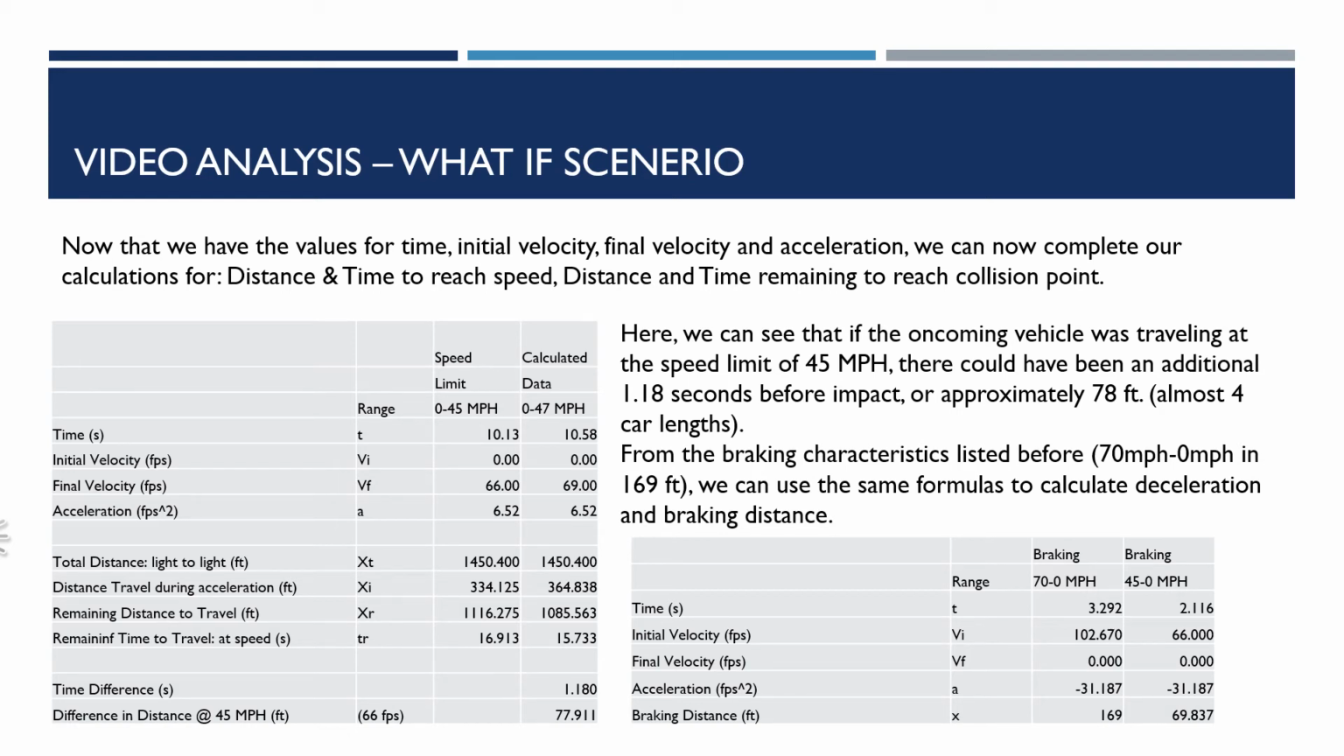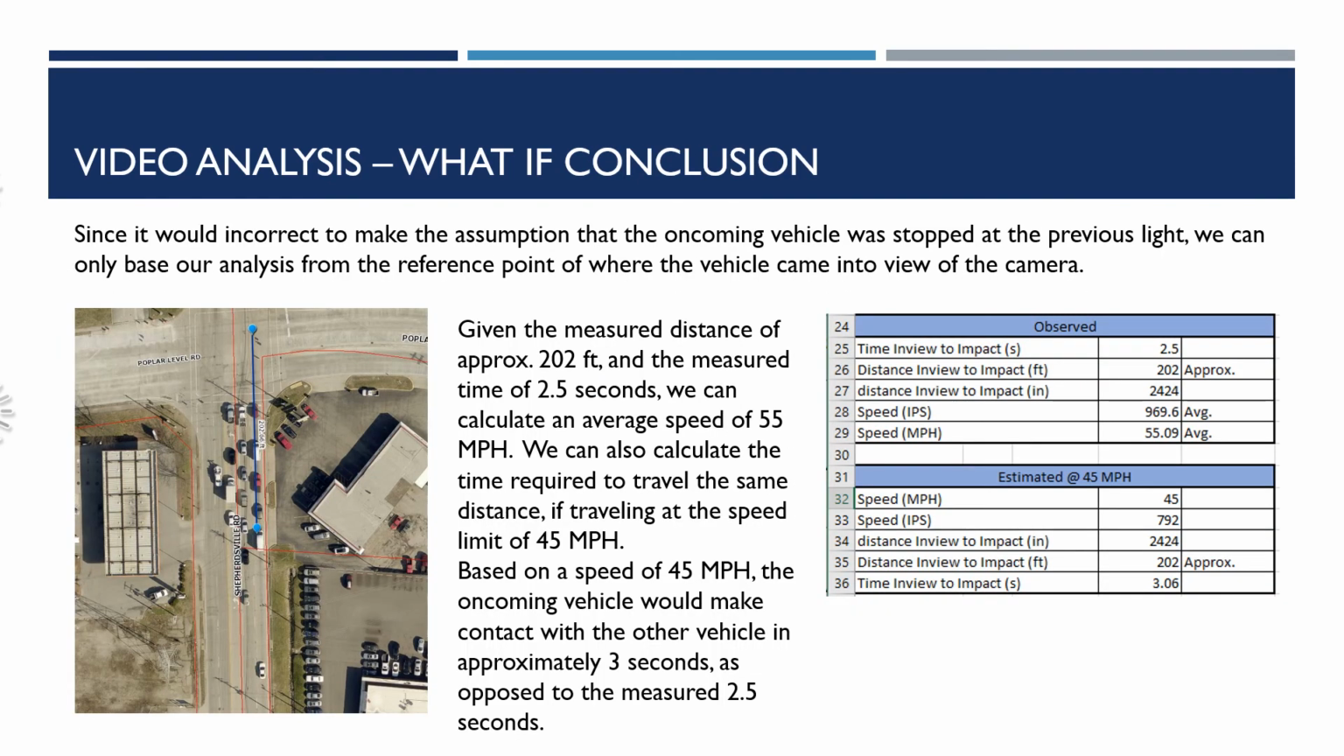From the braking characteristics listed before, 70 miles per hour to 0 miles per hour in 169 feet, we can use the same formulas to calculate deceleration and braking distance. Since it would be incorrect to make the assumption that the oncoming vehicle was stopped at the previous light, we can only base our analysis from the reference point of where the vehicle came into view of the camera.